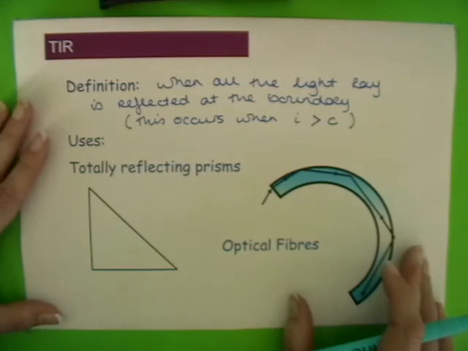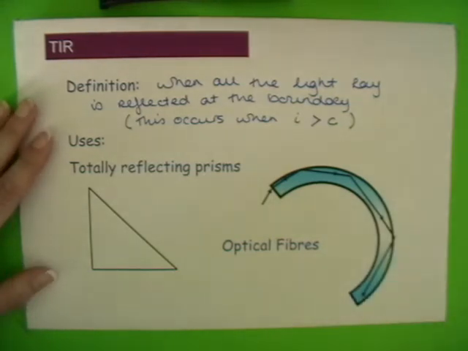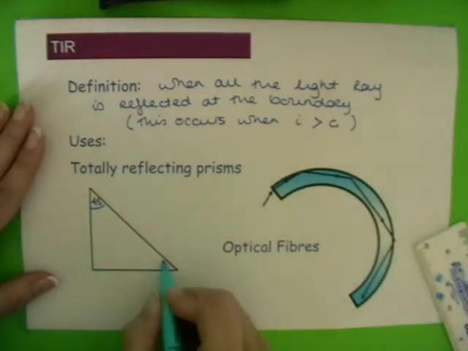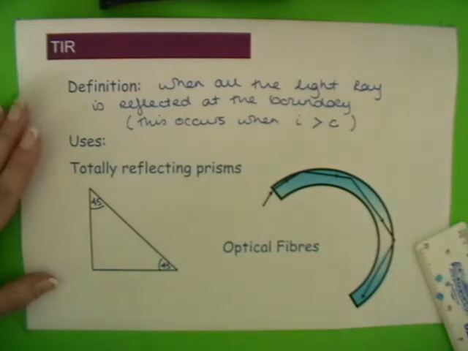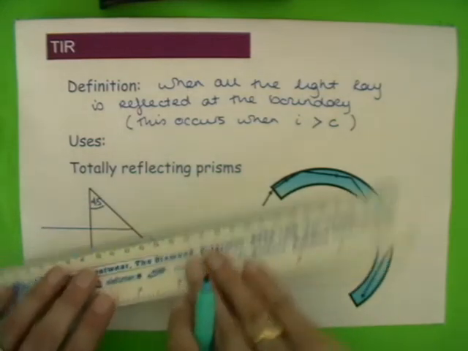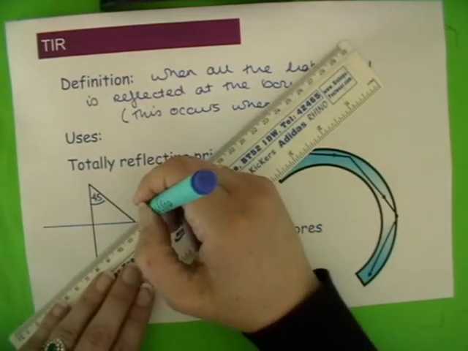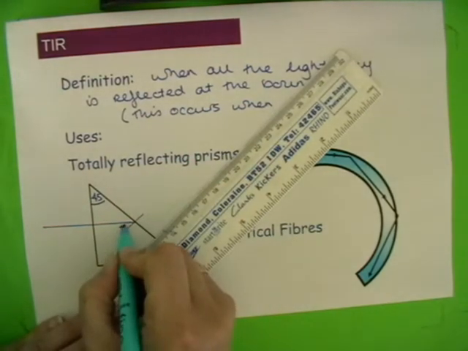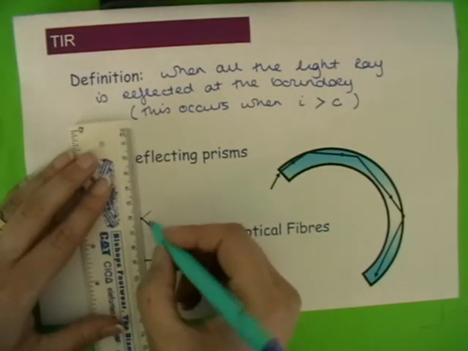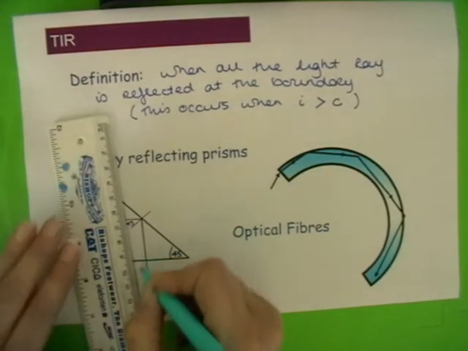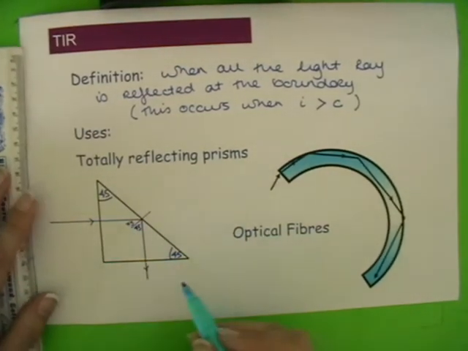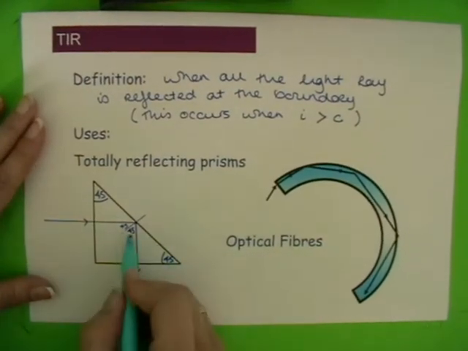The uses of total internal reflection. Well, we have totally reflecting prisms. For example, if we have a 45-degree triangular prism, if we have light coming in that meets the glass at 45 degrees, so if this is the incident ray meeting the glass at 45 degrees, it will be reflected at 45 degrees, which of course then gives us an opportunity to change the direction of the light by 90 degrees in total.